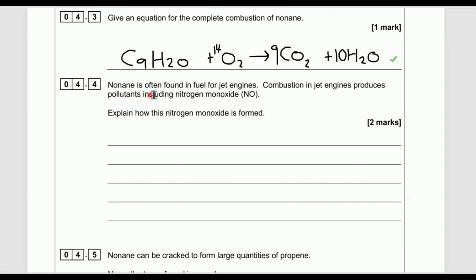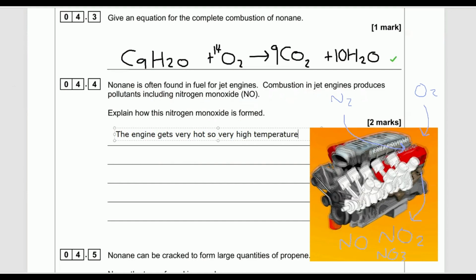Nonane is often found in fuel for jet engines. Combustion in jet engines produces pollutants, including nitrogen monoxide. Explain how this nitrogen monoxide is formed. So you're looking at the engine gets very hot, so very high temperature. On the mark scheme, they're going to talk about there being a very high temperature, and it's the metal in the engine that gets really hot.